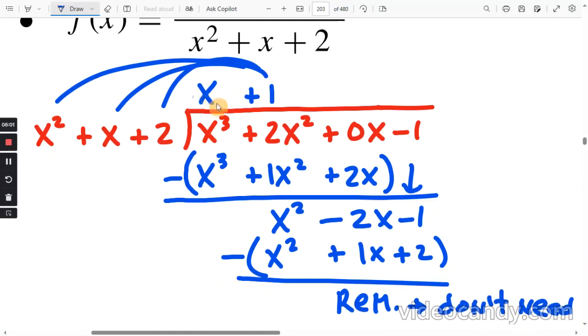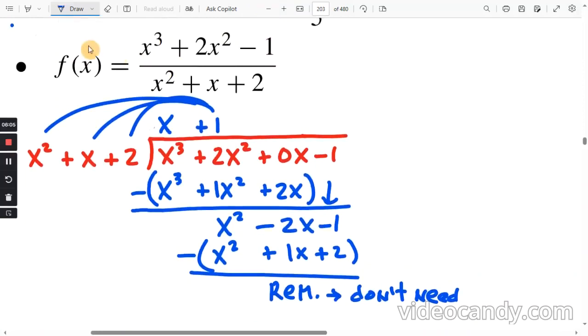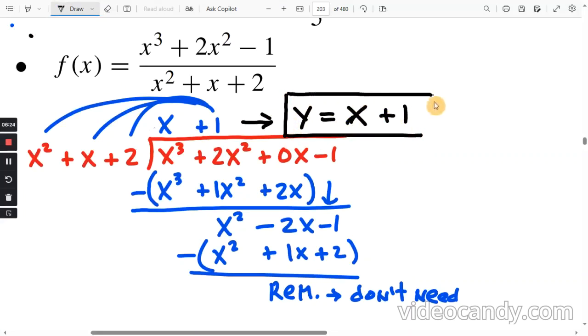All right, so this is it right here. The asymptote is going to be y equals x plus 1. All right, it has to be a y equals mx plus b linear equation. Otherwise, it's going to be a curve, and it won't be an asymptote. So that's it right there. You don't need the remainder.